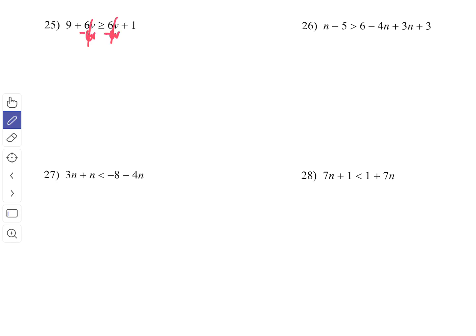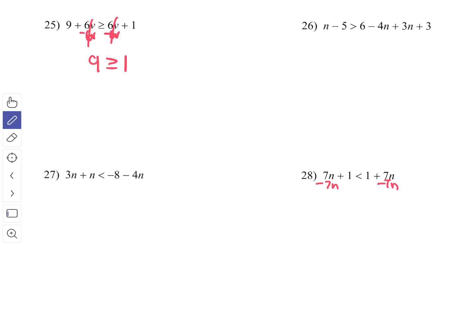That becomes 0, and that becomes 0. And I get 9 is greater than or equal to 1. Okay? So, when you run out of variables, there's two different situations you're going to run into. You're going to run into ones that work and ones that don't.